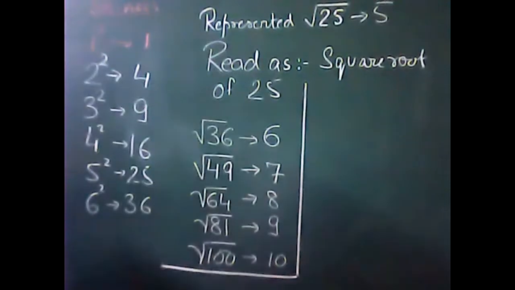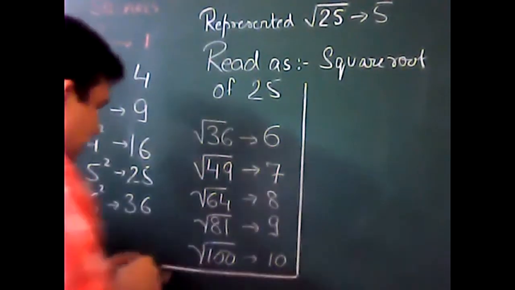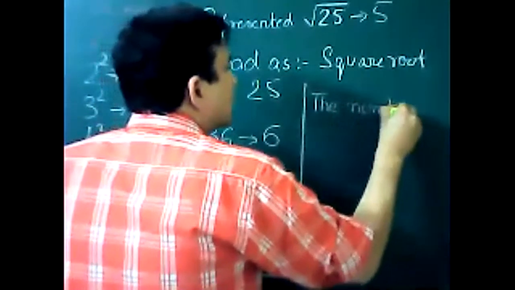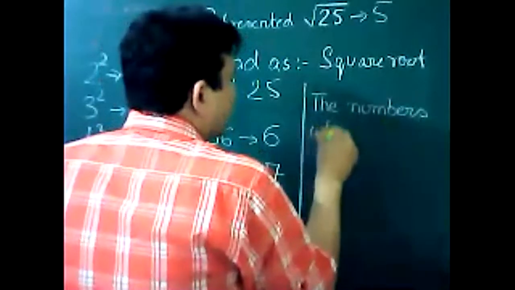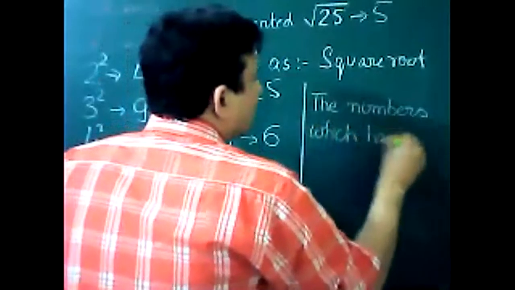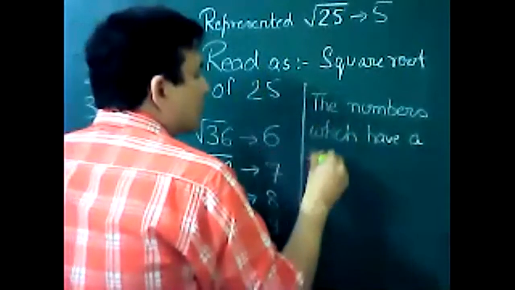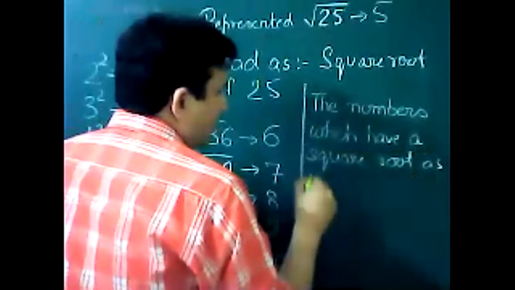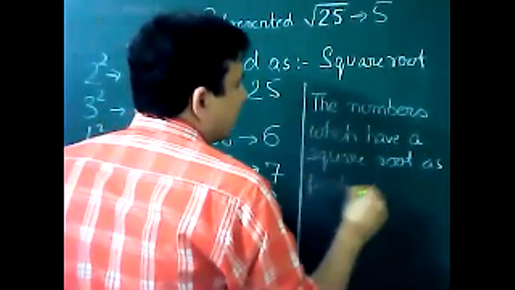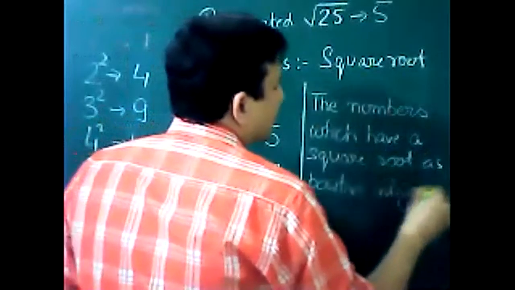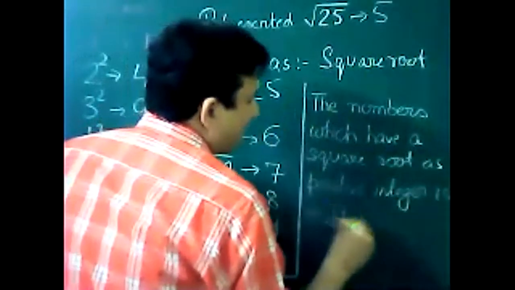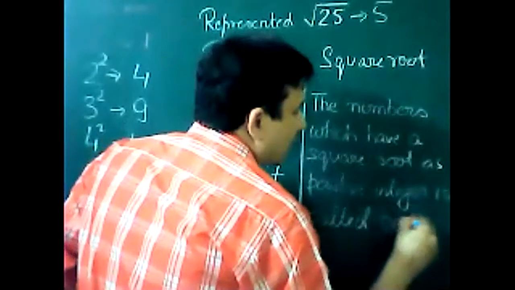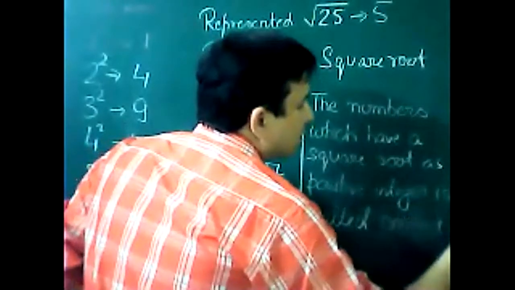some more basics. The numbers which have a square root as a positive integer are called perfect squares. Perfect squares.